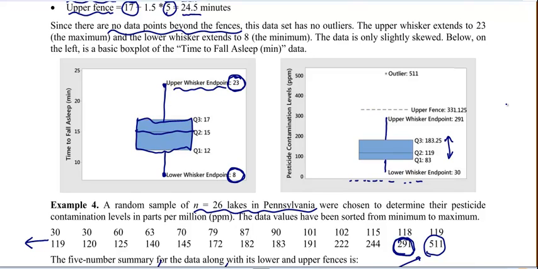Minitab doesn't have this dotted line. I added it just to show you again where that cutoff is. So the last data value within that upper fence is 291. So this upper whisker stops at 291. And we have this one value, 511, that went beyond the upper fence, and we denote it with an asterisk as an outlier. So I hope these two examples have helped.